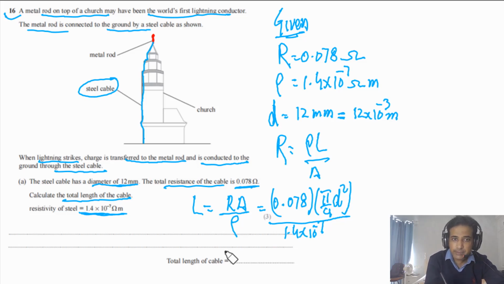Now we need to plug in simply values and we can find the answer. We need to plug in value of diameter, and if we simplify we will be able to find the final answer. So let's plug in values.